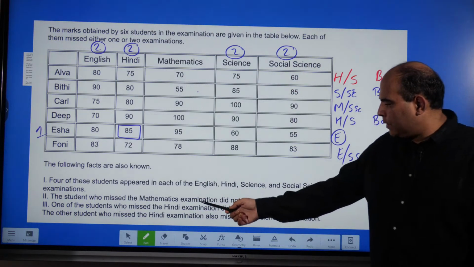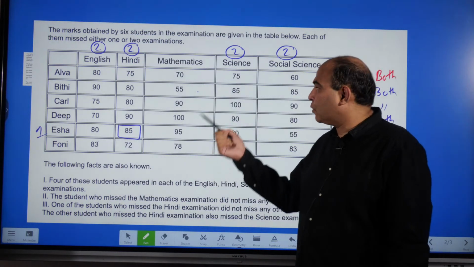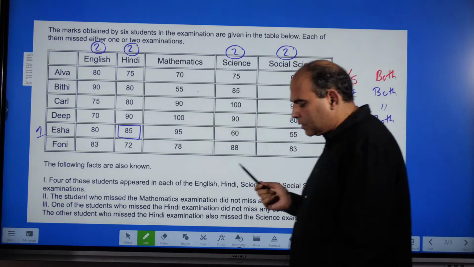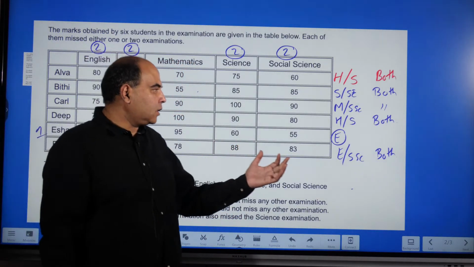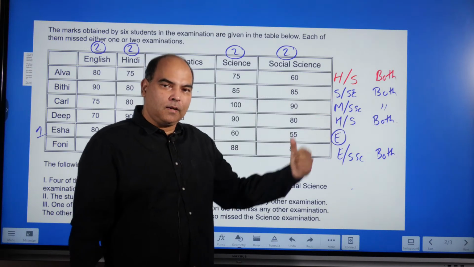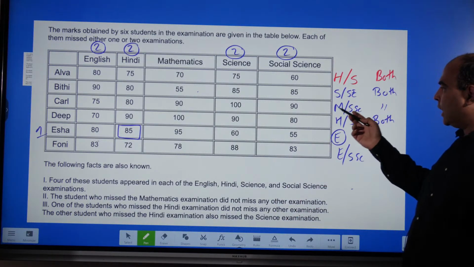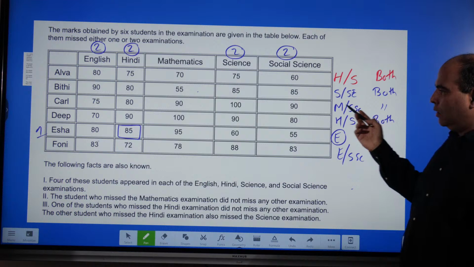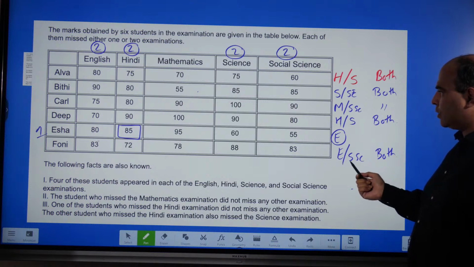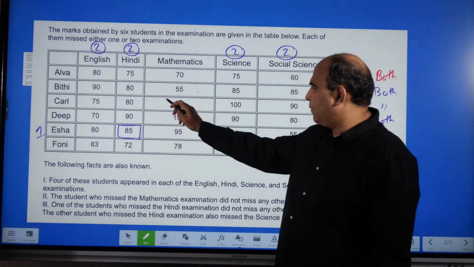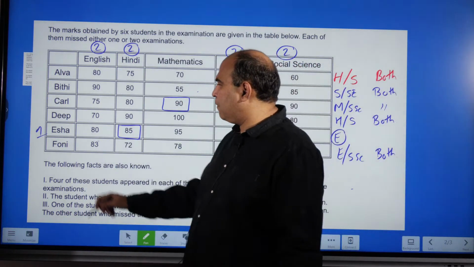And the next clue says the student who missed the mathematics exam did not miss any other exam. If you look through your deductions here, you will realize 2 things. From this clue there is 1 person who missed the mathematics exam. Looking at these deductions, A does not have maths, B has science and social science, C has maths or social science or both, D has history or science or both, E has only English, and F has English and social science. So maths missing is only possible for Carl. So this is a definite miss, and Carl would also have only missed 1 exam.